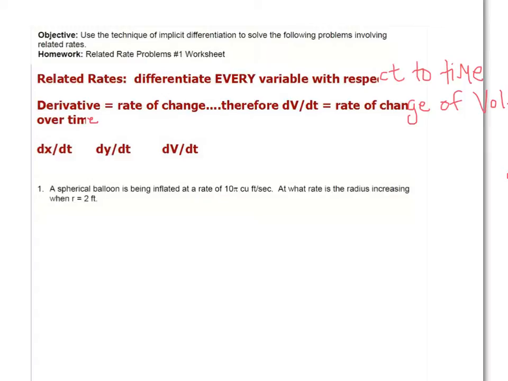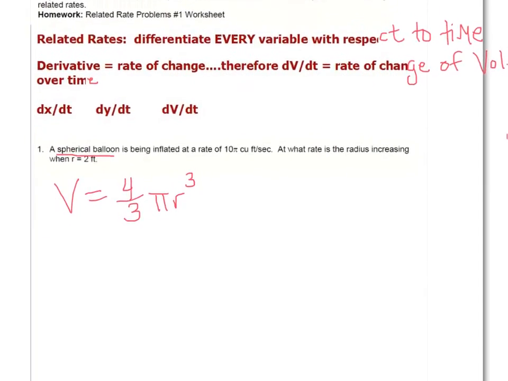A spherical balloon is being inflated at a rate of 10 pi cubic feet per second. At what rate is the radius increasing when the radius is 2 feet? So first off, we have a sphere. So the volume of a sphere is 4/3 pi r cubed. On your test, we will give you that formula so that you do not have to memorize the different geometric equations again.